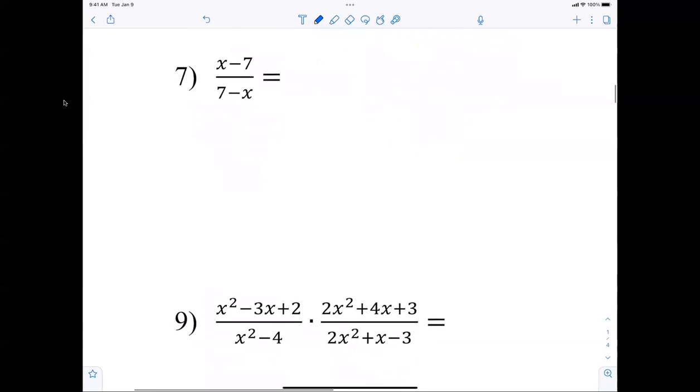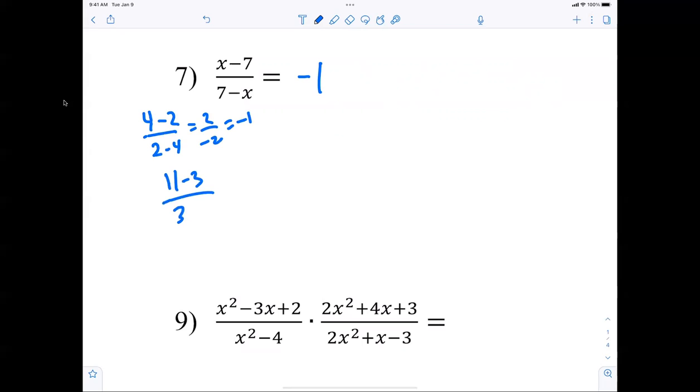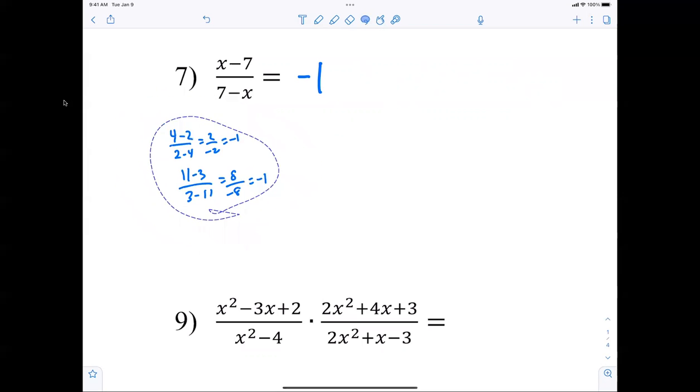Number 7. What is that? Multiply like -1. x minus 7 over 7 minus x is -1. All right, it is -1. That's it. If they're in reverse order, I tried to show you, like if I write 4 minus 2 over 2 minus 4, it's just 2 over -2, which is -1. If I write 11 minus 3 over 3 minus 11, it's just 8 over -8, which is -1. So if they're written in the reverse order, right? Anybody have any issue with that?